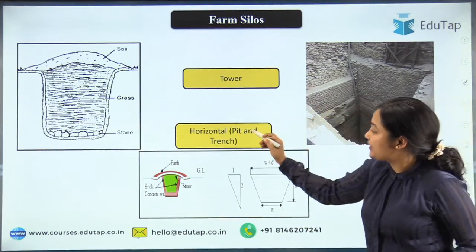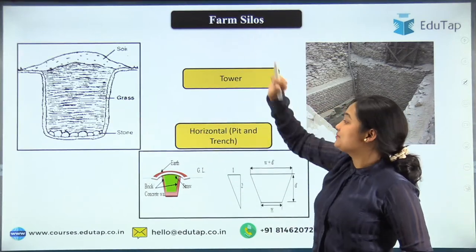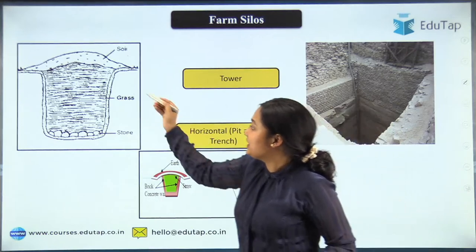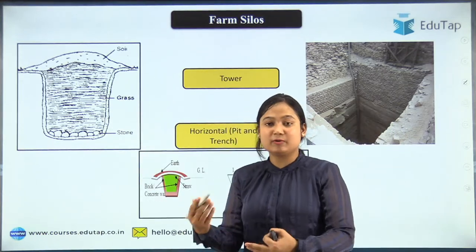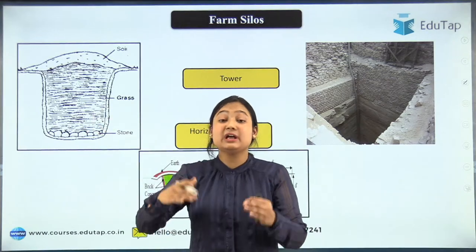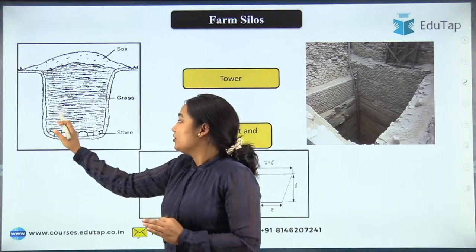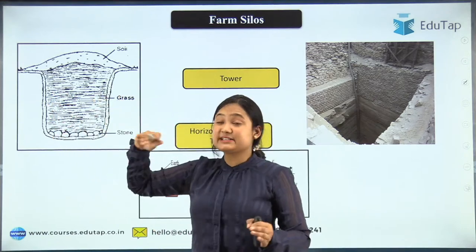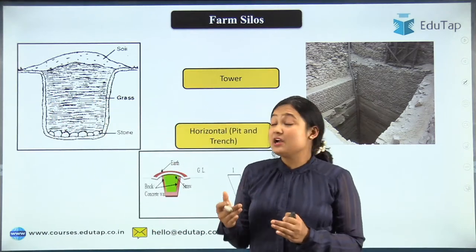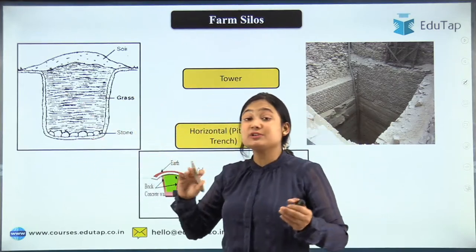Then you can see the horizontal pit and trench. Now from there, we have modified the farm silos. How have we modified? See, here we are just making a hole. We are digging the ground and putting the grass there. But what used to happen is that animals can enter too. Insects and other things can enter and can affect our grass. So what we did, we lined these walls with stones too.